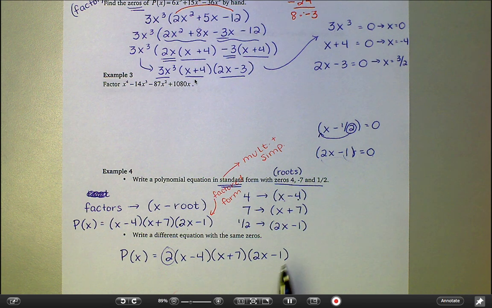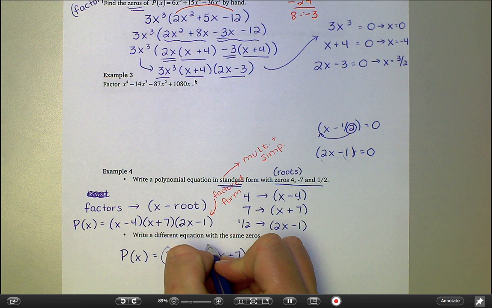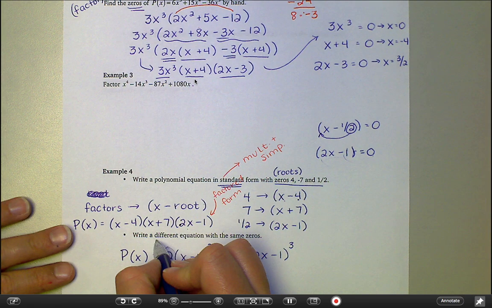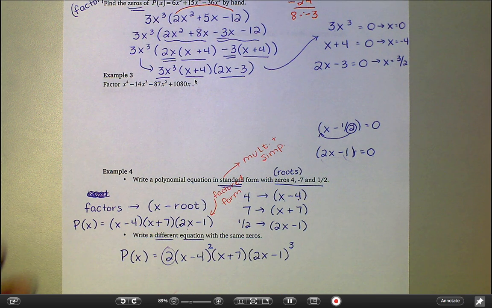The other thing you could do is you could make it so that you have multiple copies of the same parentheses. So I could go like, you know, throw a square up there on the x minus 4, or I could throw a cube over here on the 2x minus 1. That leads to something called multiple roots, and we'll get to that eventually. But it would be the same root, just you have 2 copies of that root, okay? So those are some tricks that you can use when I'm asking you to write a different equation that has the same roots or the same zeros. Okay, that was kind of a lot.